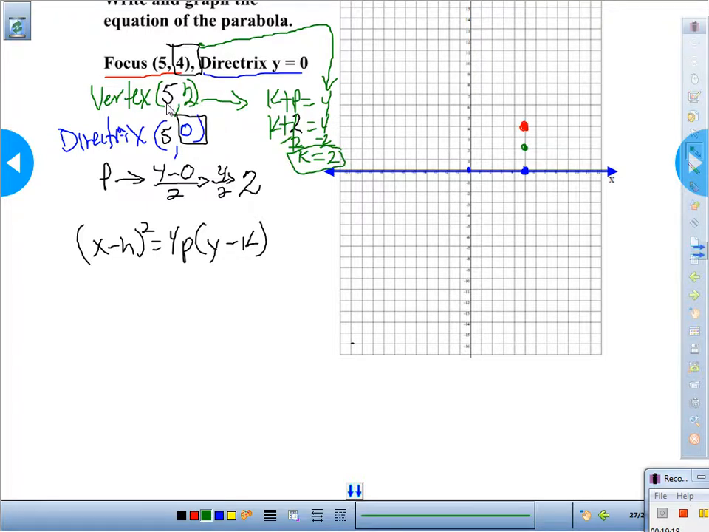Let me plot this to see if it's true. 5, 2, 5, 2. Yep, there it is. Let's graph a parabola just so that we can see it. It's not exact, but at least so we can see what it's going to look like. There it is.